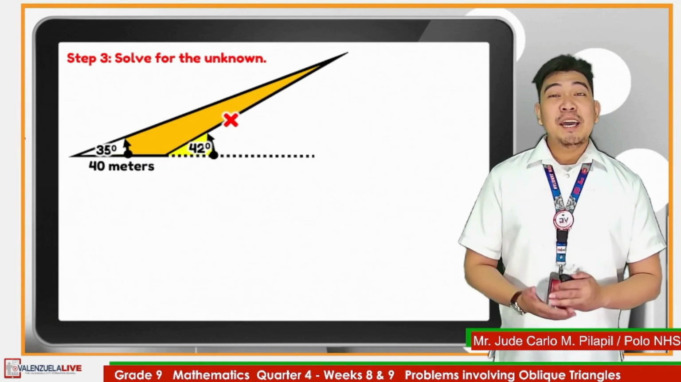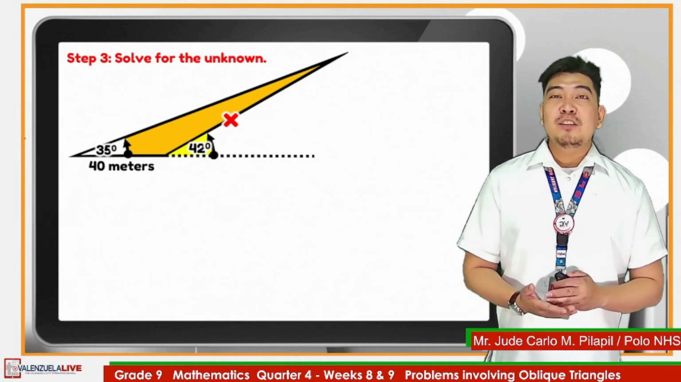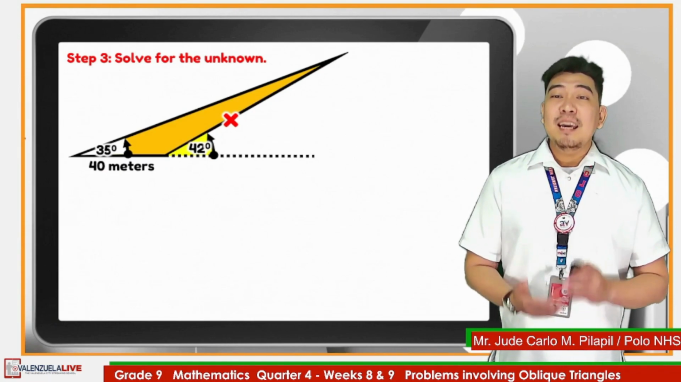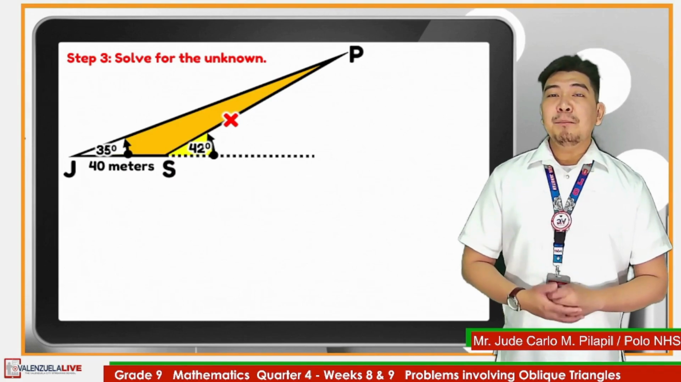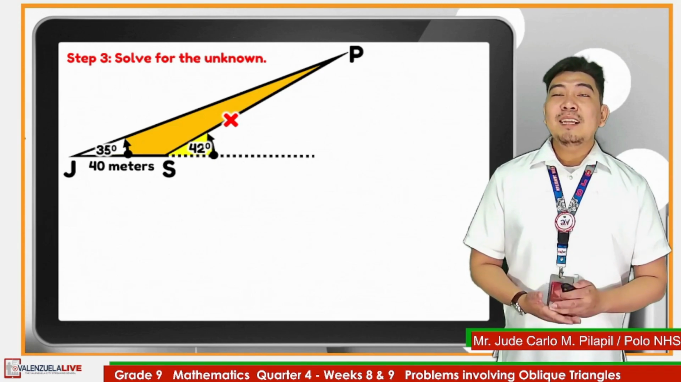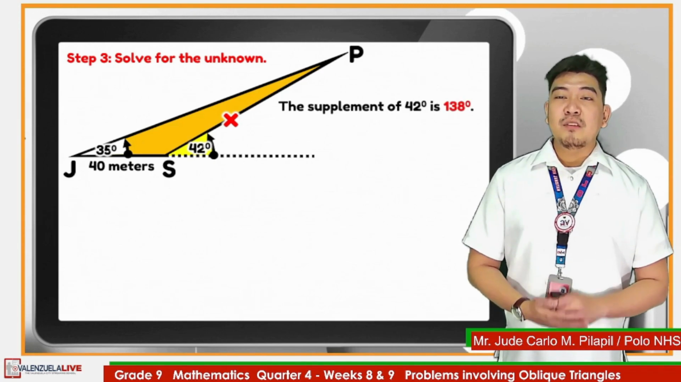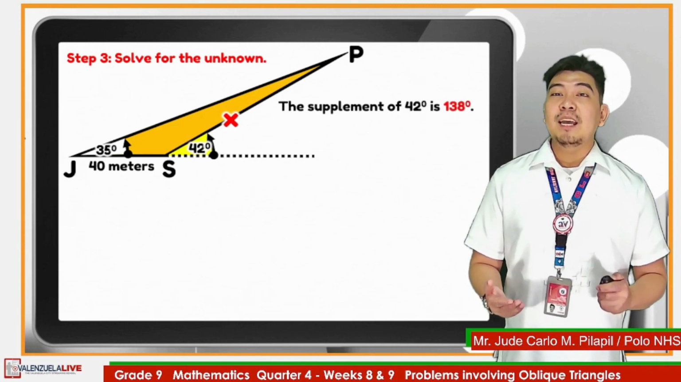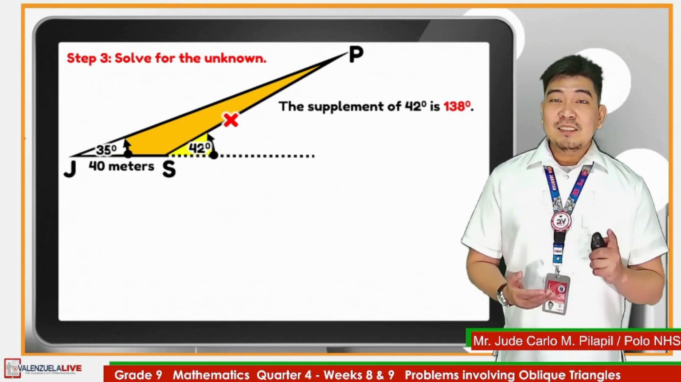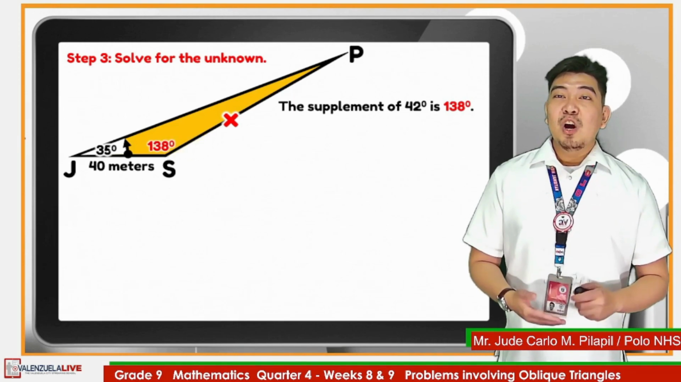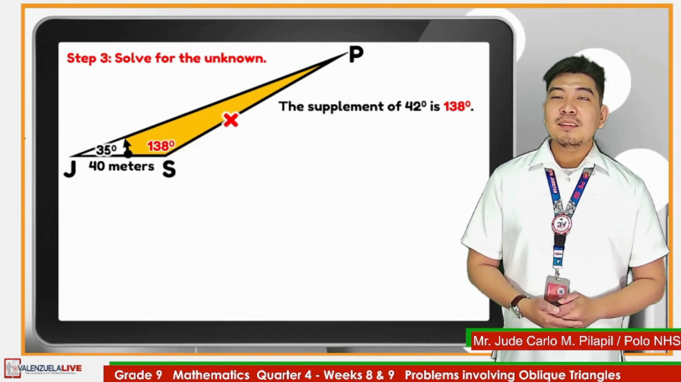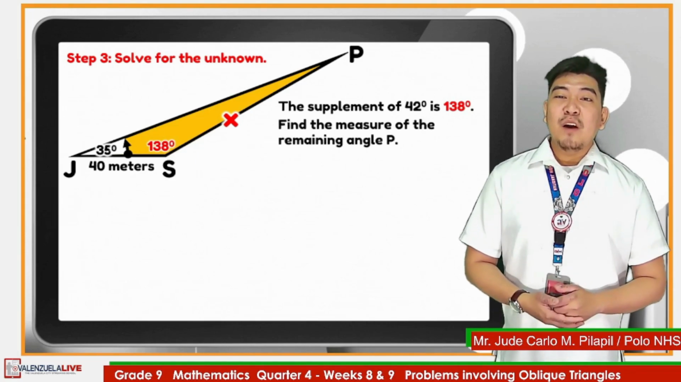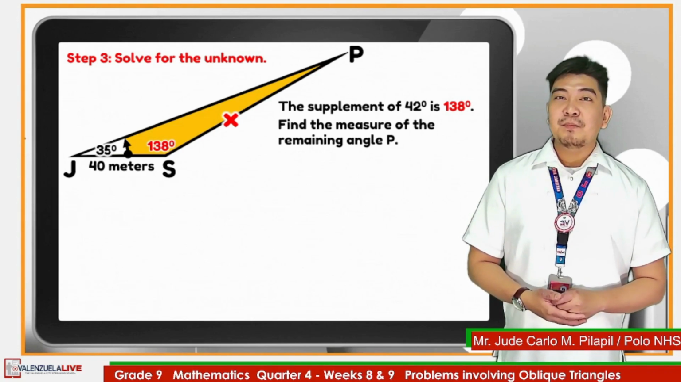Use the oblique triangle described by the orange triangle and name it as JSP. Using the linear pair postulate, we can say that the supplement of 42 degrees is 138 degrees. This will serve as the measure of the obtuse angle in our oblique triangle. Next, we need to find the measure of angle P.